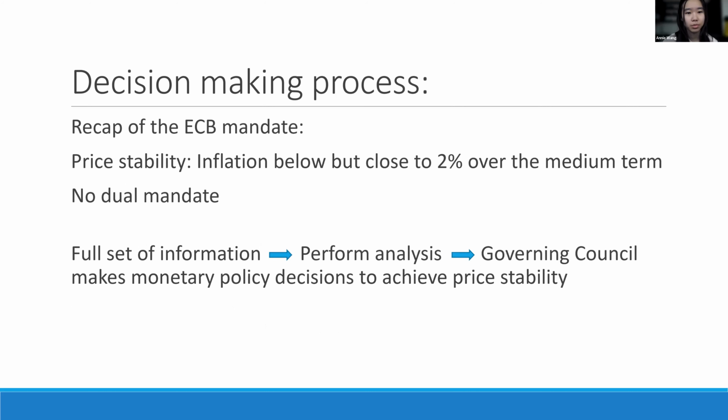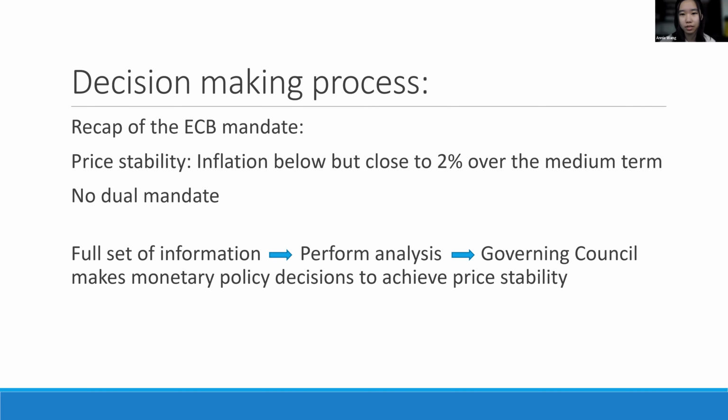Thank you. So I'm going to be talking about the decision-making process of the ECB. Before I talk about that, I'm just going to give a recap of the ECB mandate. It is price stability, so keeping inflation below but close to 2% over the medium term. Just a reminder that there is no dual mandate for the ECB. It's just price stability.